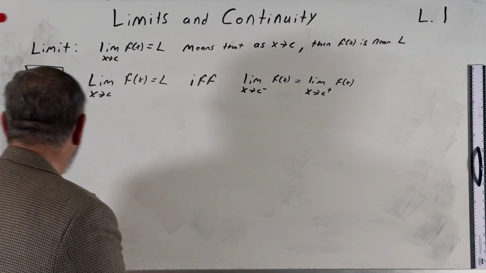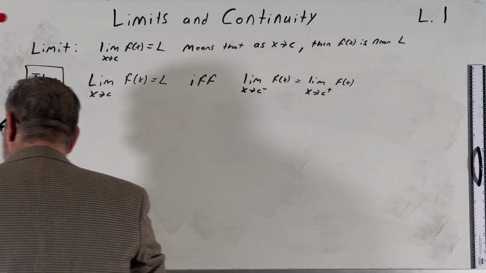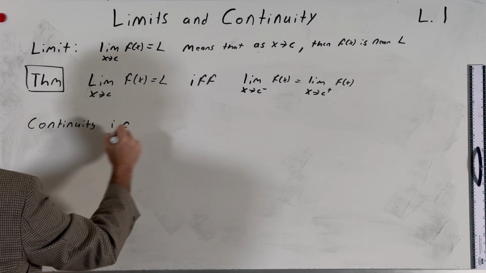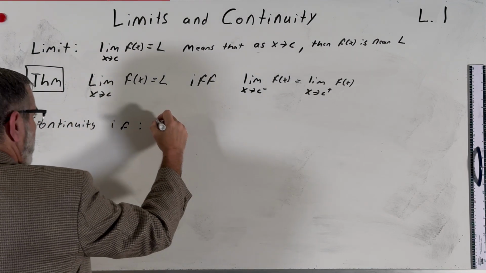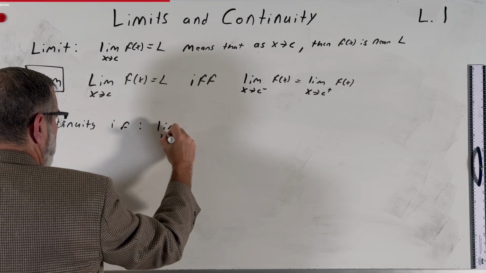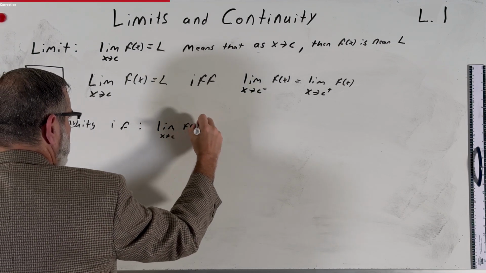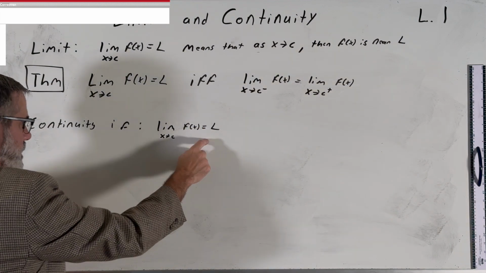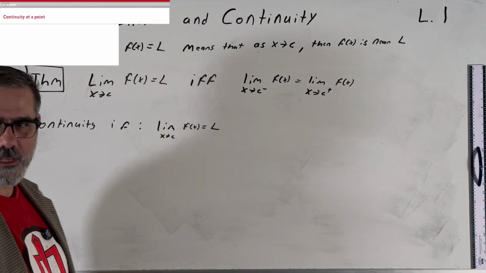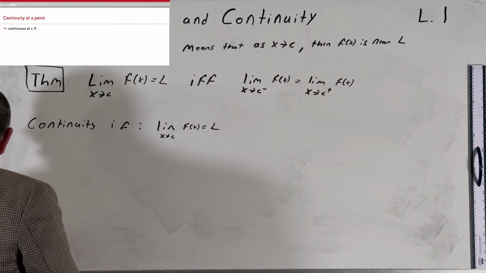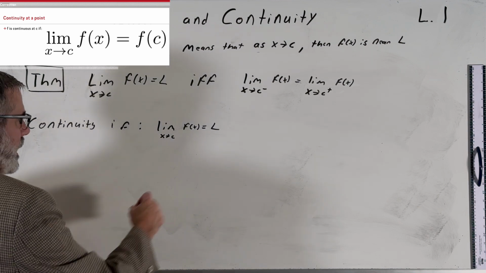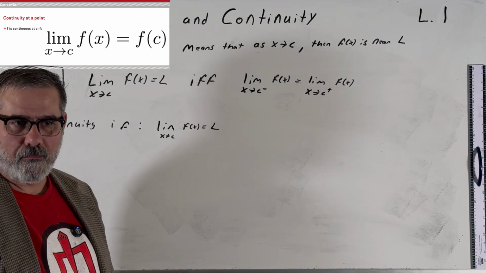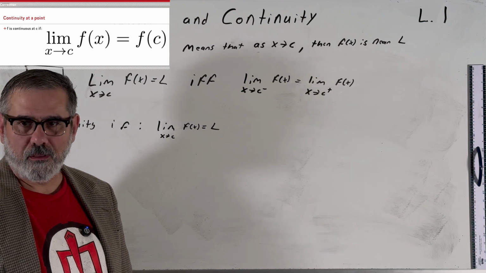So continuity, which is the second part of this lecture, there's really only one thing. If the limit as x approaches c of f of x equals some value, so if that limit, what does that mean? That means the limit exists, the value f of c exists, and f of c is equal to L. If that's the case, then it's continuous.